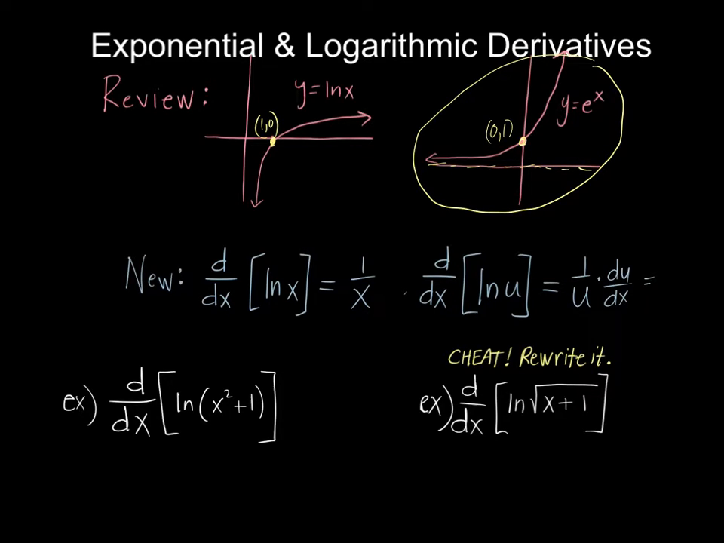But a shorter way to say this is it's u prime over u. So if you want to take the derivative of the natural log of some function, the answer is that same function on the bottom and that function's derivative on top. So for example, the derivative of the natural log of x squared plus 1. The function x squared plus 1 goes on the bottom, and the derivative of the function, 2x, goes on top. And that's all there is to it.